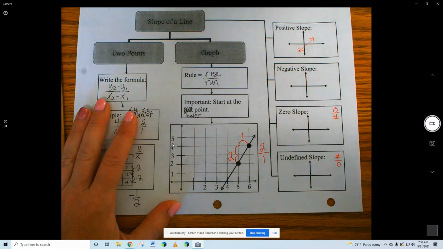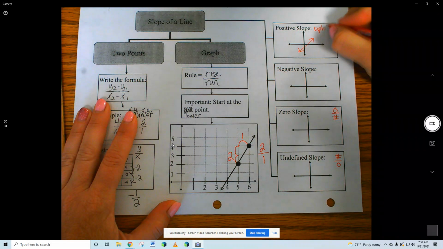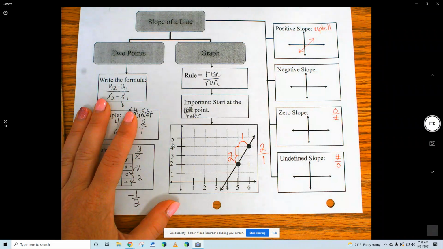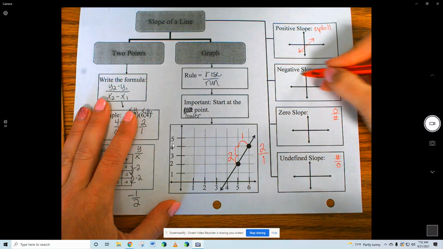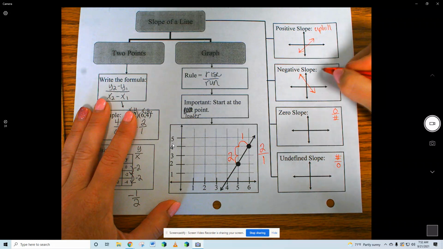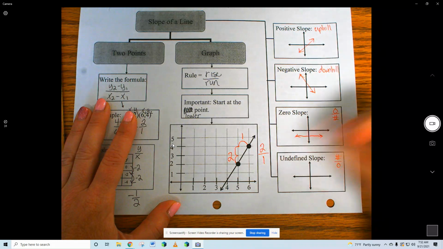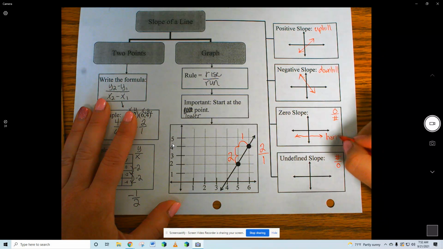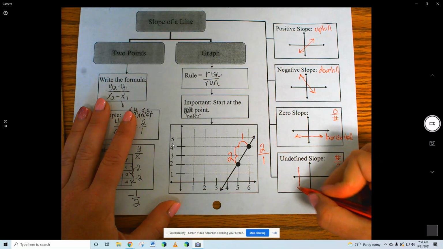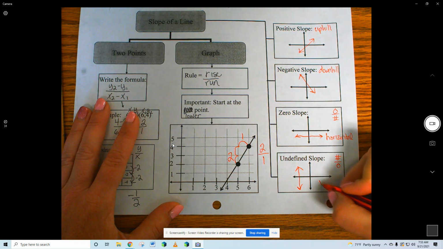Positive. Does yours go uphill like that? Uphill line. Negative slope. Downhill line. 0 slope. Horizontal. Undefined slope. Vertical.